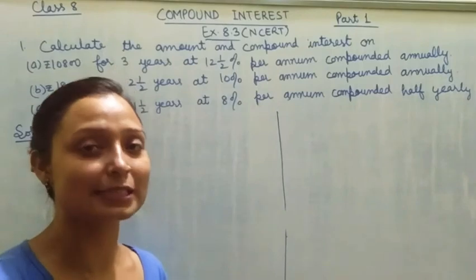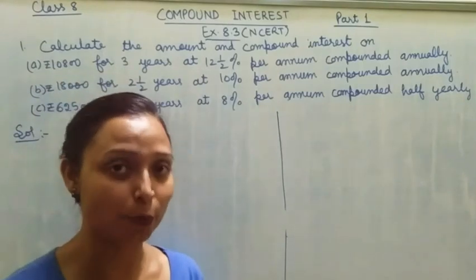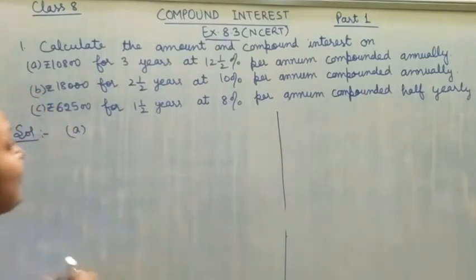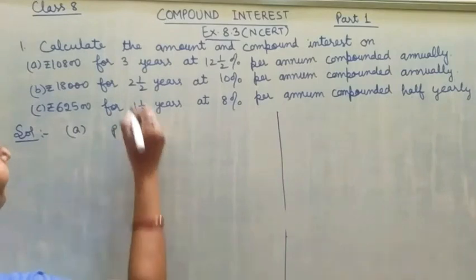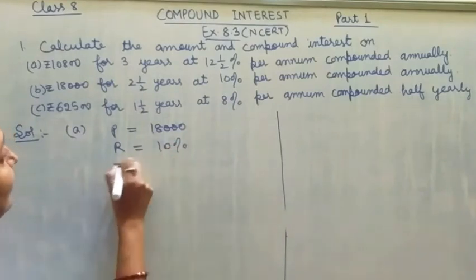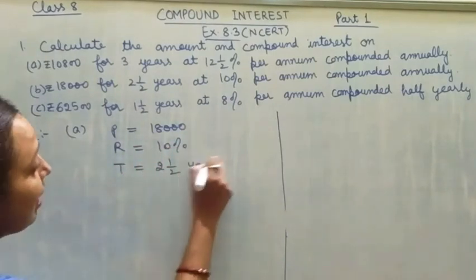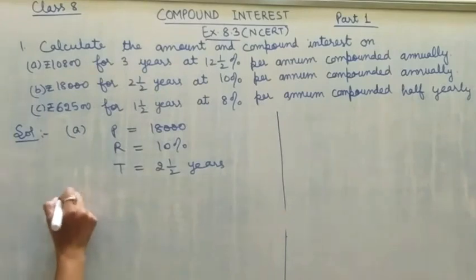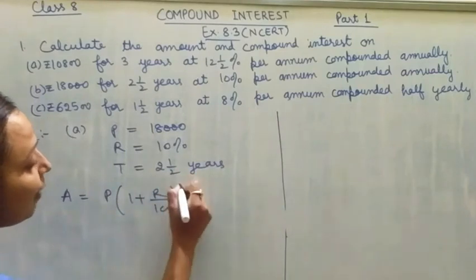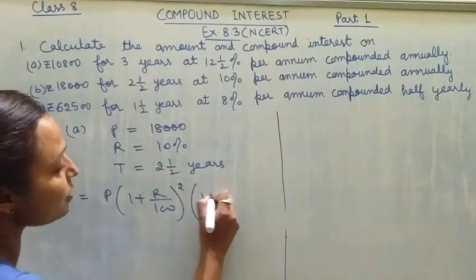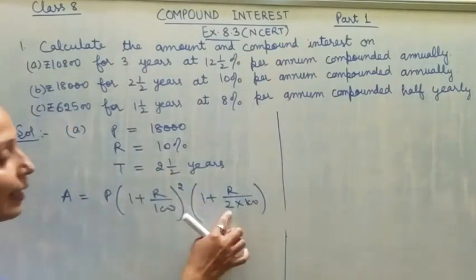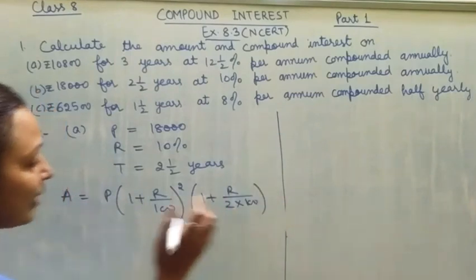If you want to go through simple interest and compound interest, you can. I will explain that method also in the second question. This is the principal, 18,000. Rate of interest is 10%, and the time is 2.5 years. For the second method, this is 1 plus r upon 100 raised to power 2, and the half goes with this, dividing the rate by 2, so the half comes inside like this.